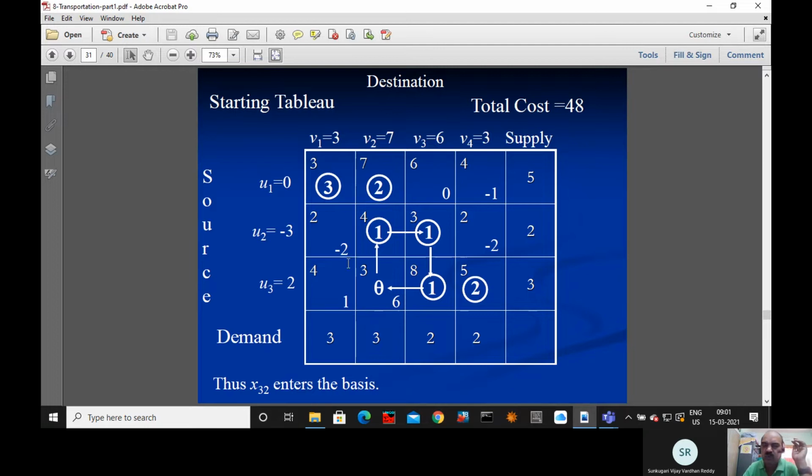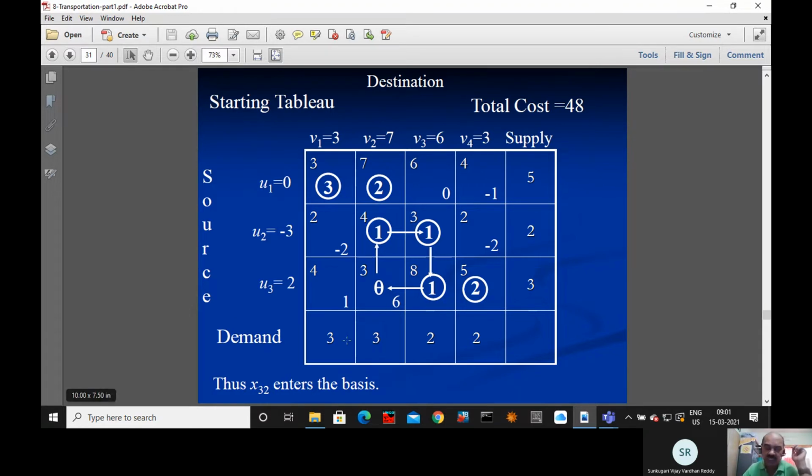Now with respect to this, we form a loop. So this theta is the entering variable. By joining horizontal and vertical lines, from theta, this cell with 1 is an allocated cell. Then next to the right, that is also an allocated cell. Then this one is also allocated. Out of the 4 corners, one corner is the entering variable and these 3 are the others. One of them will be the departing variable, and we have to decide which.